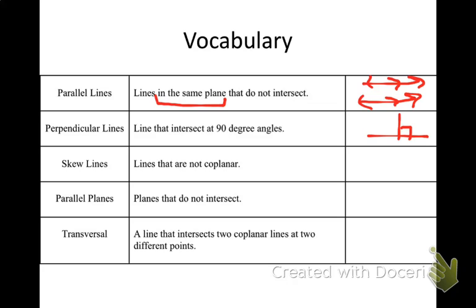Okay, and then parallel planes: planes that do not intersect. If you look at it, it'd be like the floor and the ceiling. Those are two planes that are never going to intersect. The front wall and the back wall. Those planes aren't going to intersect if you keep going and going and going.